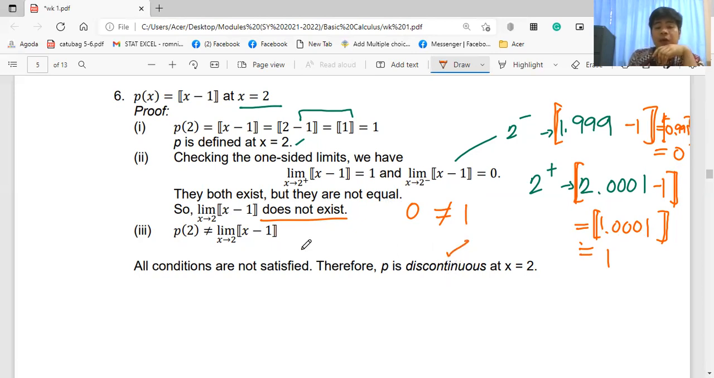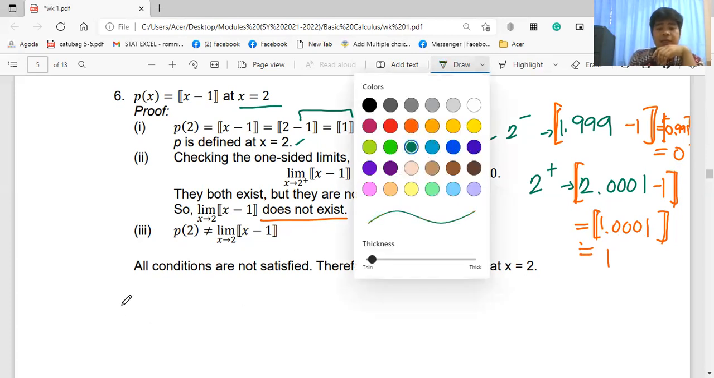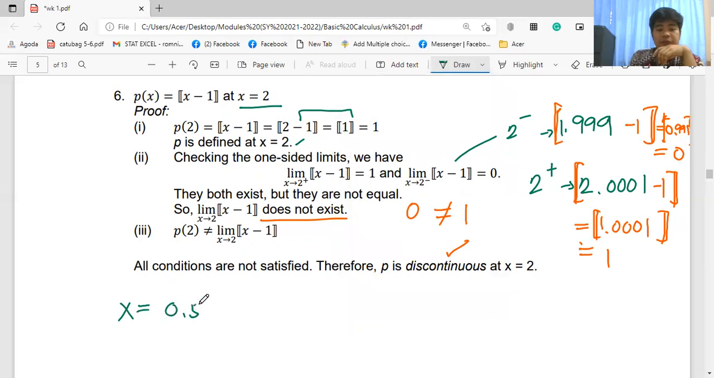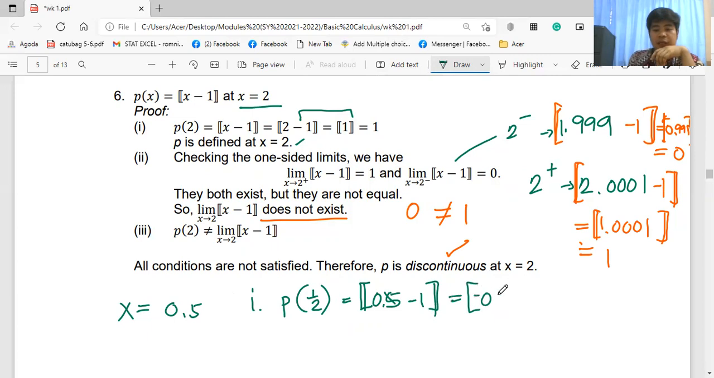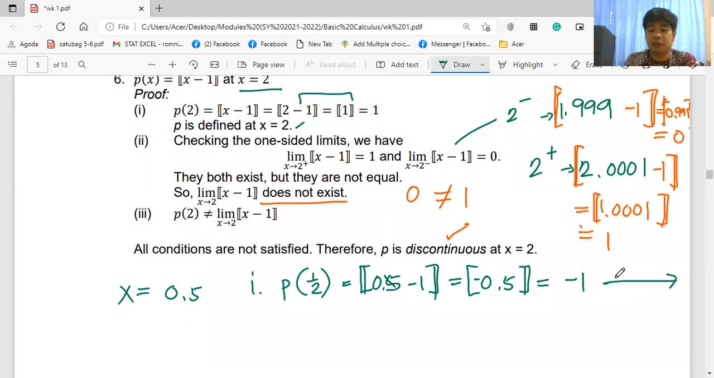What if we have another number aside from 2? Let's say at x equal to 0.5. So let's check the first condition. P of 1/2 or 0.5, the greatest integer of 0.5 minus 1, is equal to negative 0.5. And the greatest integer of negative 0.5 is negative 1. If you check the real number line, this is 0, this is negative 1, so the integer on the left of negative 0.5 is negative 1.